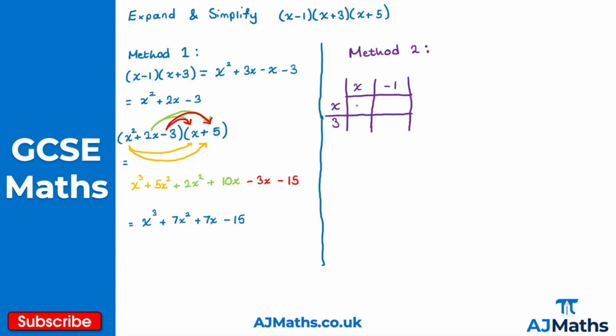So x times x, that will give me x squared. X times minus 1, that will give me minus x. 3 times x, that will give me 3x. And then 3 times minus 1 would give me minus 3 there. Okay. Now the good thing about the grid method here, I'm going to use a different color just to highlight this here. Let's do it in orange. Is this diagonal allows us to easily simplify. Okay. So 3x minus x here, that would give me 2x.